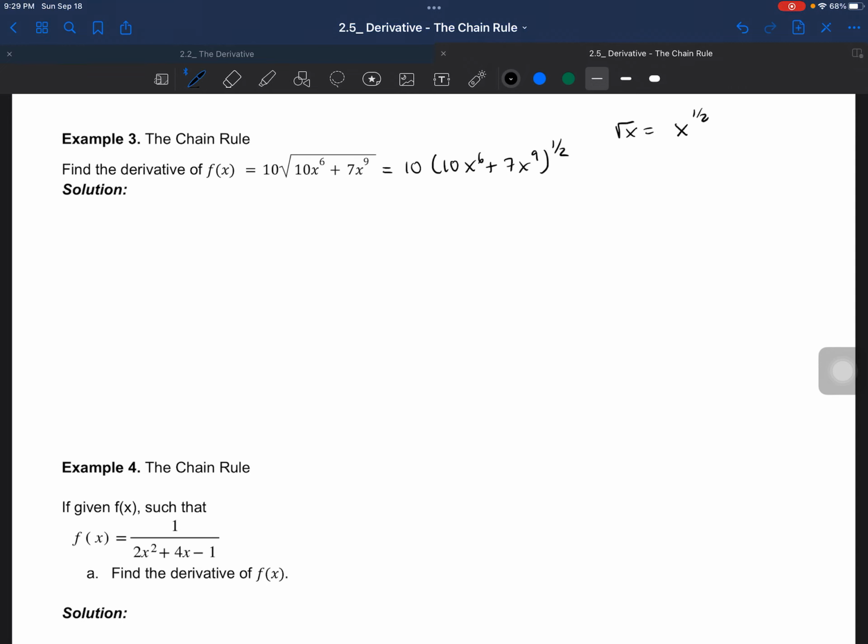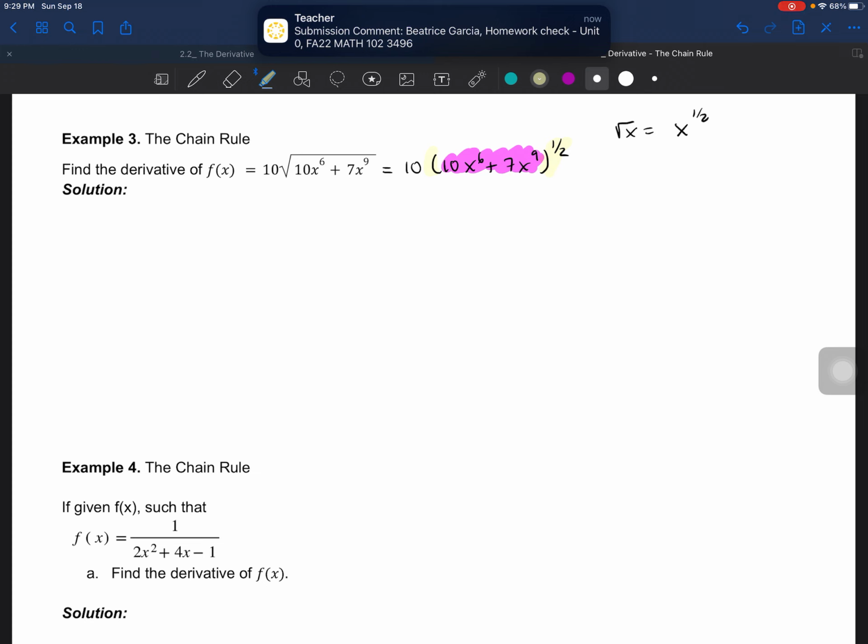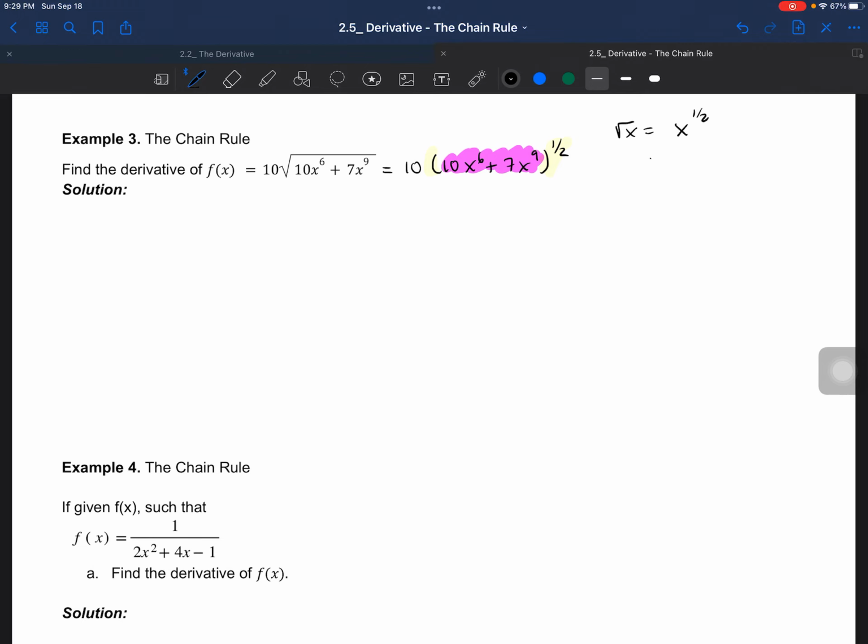Okay, now the next thing is to recognize that this is the inside of the function and this right here is the outside of the function. So think about having the outside function, a power function, then you have to use the power rule, right? So we're gonna go ahead and do that. Let's take the derivative of this.